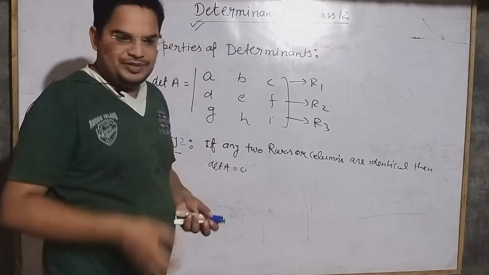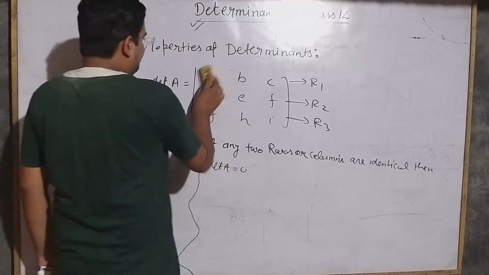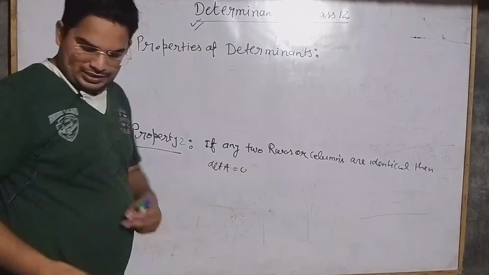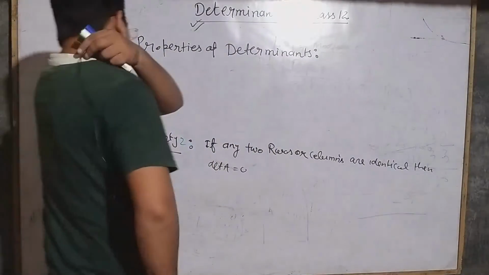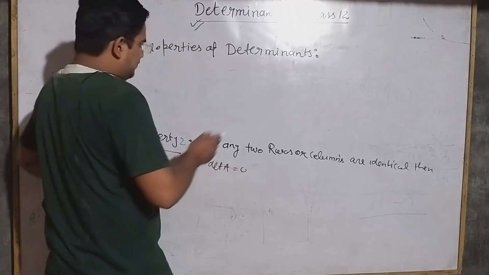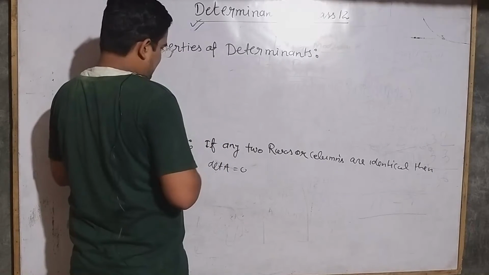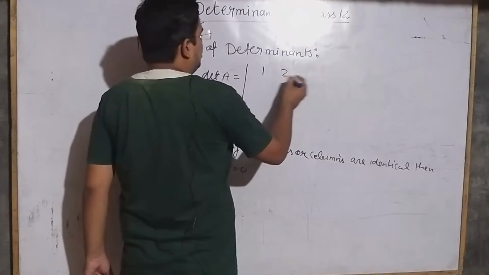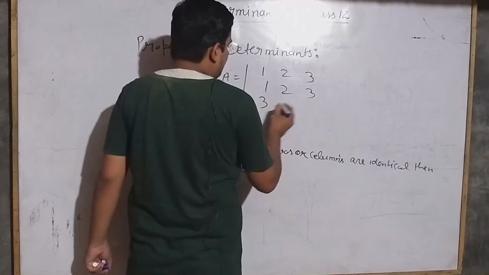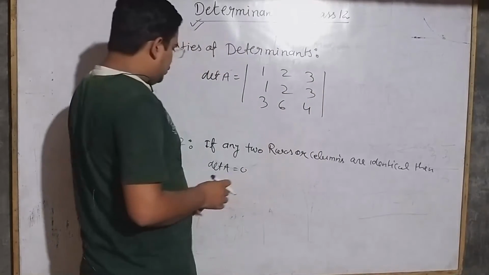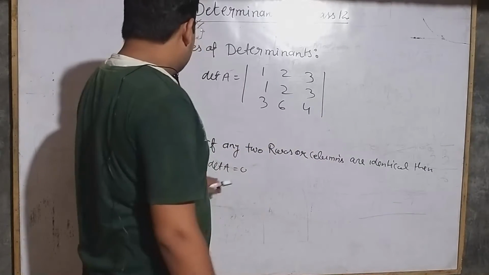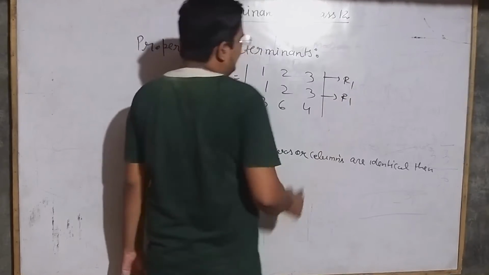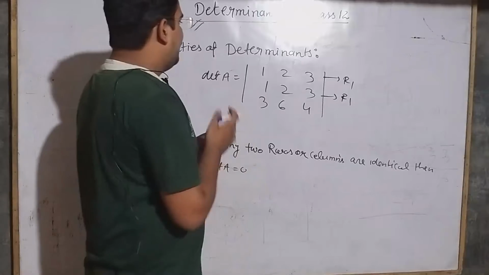So how to do this? Let me tell you. First of all, I will erase this part and take another determinant. So now look at this, I have another determinant like this. This is the determinant of A, equal to 1 2 3, 1 2 3, and 3 6 4. Now what I told you, if any two rows or columns are identical, then determinant of A will be 0. You can see R1 and R2 are identical. Identical means the elements are the same. The elements of R1 are equal to the elements of R2.